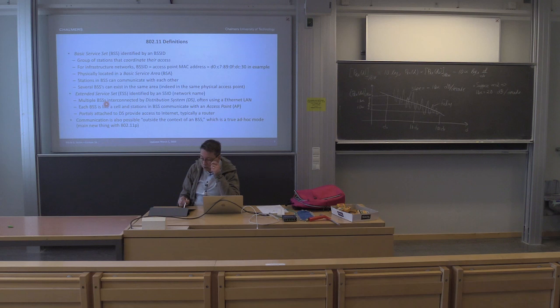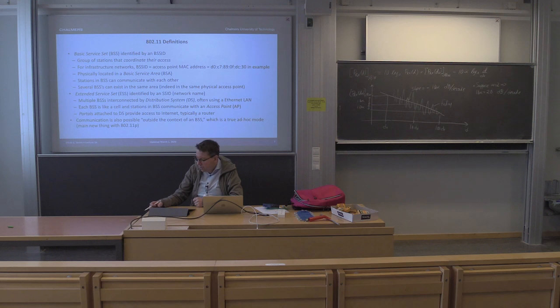So multiple BSSs, these access points, are interconnected by some distribution system, DS, which is typically an Ethernet LAN. Okay, so behind the access points you have switches and cables and whatnot to connect the different access points, and that is the distribution system. All right, and then we have portals attached to this distribution system, which provide access to the internet. So somewhere there is a router connected to that Ethernet LAN, and after that router there is maybe an internet service provider to provide access to the internet.